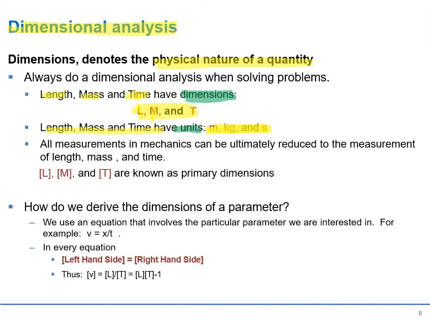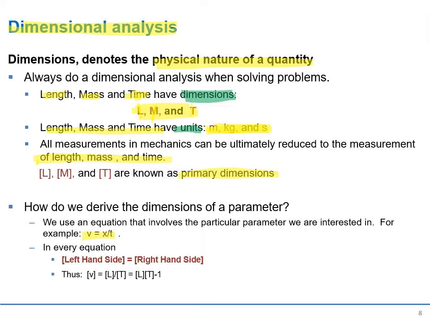All the measurements in mechanics can ultimately be reduced to the measurement of length, mass, and time, because these are the primary dimensions, and we derive all other quantities by using these primary dimensions of the base quantities. For example, how do we derive the dimension of a parameter? Suppose we use an equation that involves the particular parameter we are interested in. For example, you have the equation v equals x over t. V equals x over t means velocity equals displacement over time.